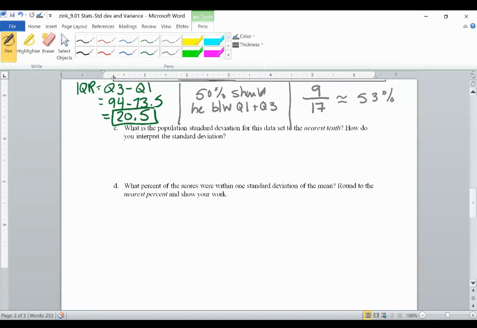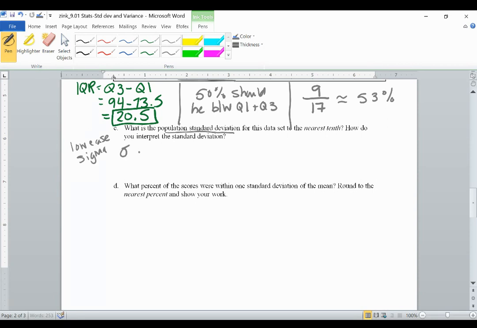Letter C. What's the population standard deviation for this data set to the nearest tenth? How do you interpret the standard deviation? So we want to find in our calculator, which you should already have all this data in there, this lowercase sigma. It's a Greek letter.